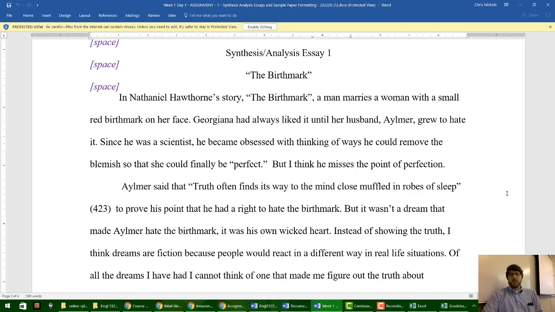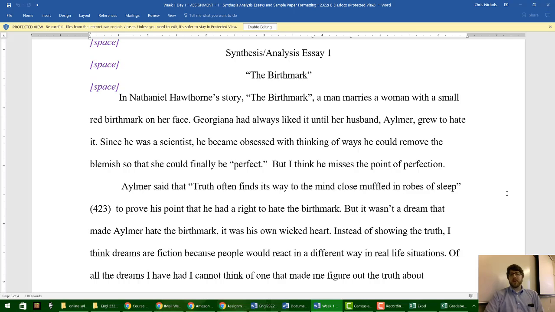In Nathaniel Hawthorne's story, The Birthmark, a man marries a woman with a small red birthmark on her face. Georgiana had always liked it until her husband Elmer grew to hate it. Since he was a scientist, he became obsessed with thinking of ways he could remove the blemish so that she could finally be perfect. But I think he misses the point of perfection. I mean, that's really all you need to get started.